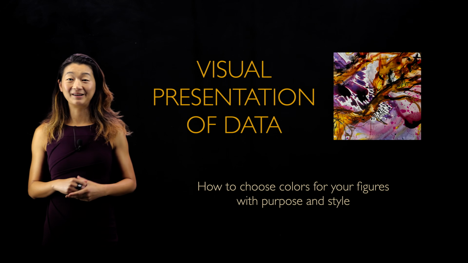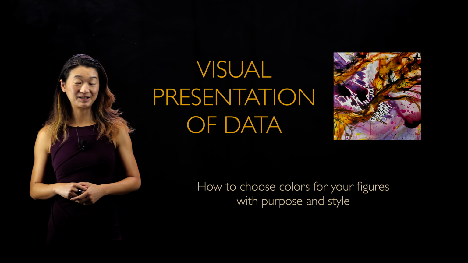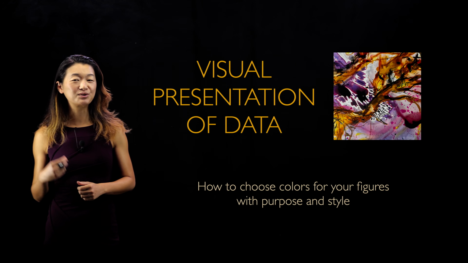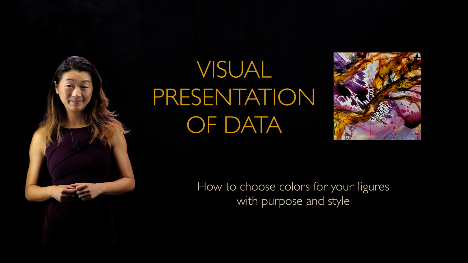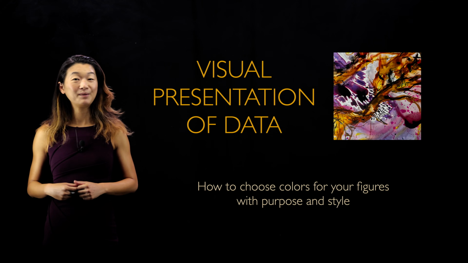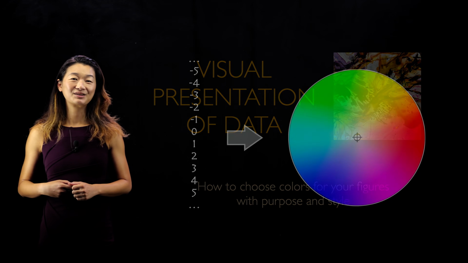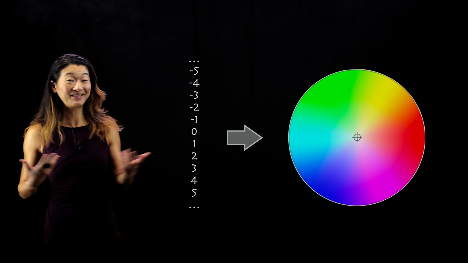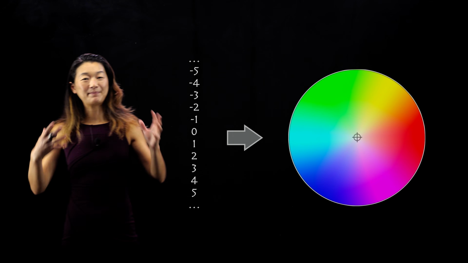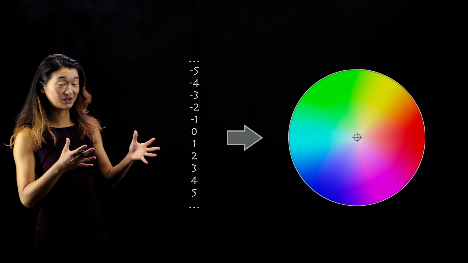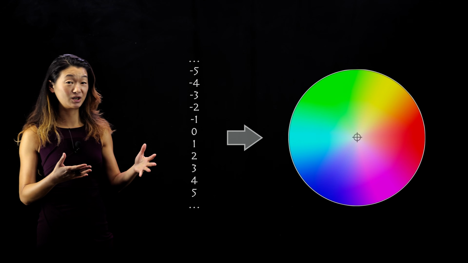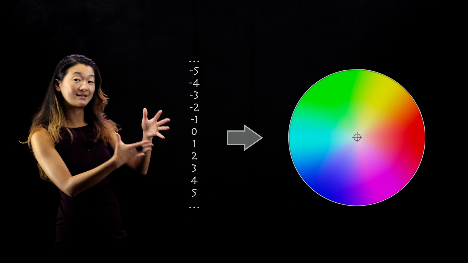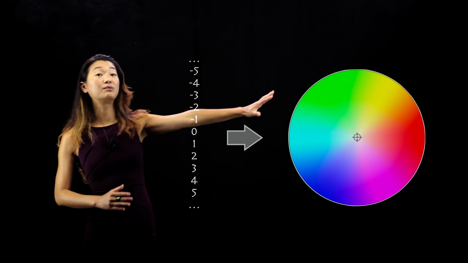In this video on the video series on visual presentation of data, we're going to be talking about color, and specifically how do you choose colors for your scientific figure making so that you're doing it with purpose and possibly with style as well. So picking colors is pretty fun. I think it's fun, but it's a mapping process. You have numbers, okay? This is data, and you might have a lot of numbers. And so the process of picking colors is how do you actually map a set of numbers onto the rainbow?